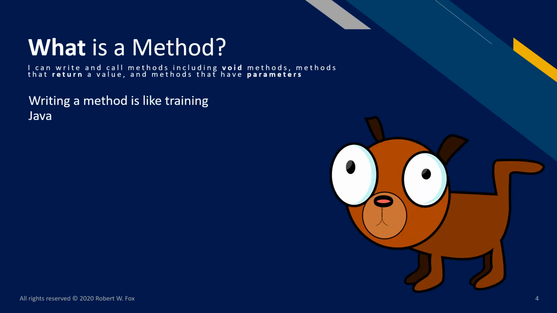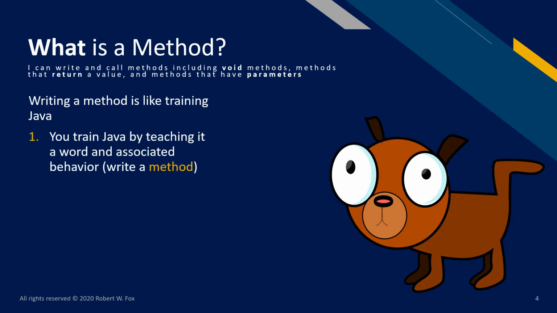Writing a method in computer science is very similar to training a dog. In fact, when we write methods in Java, we're training Java to do things that it didn't know how to do before. And so this is also a two-step process. The first thing we do is we teach Java to associate a word with a behavior, and that means write a method. In the example, the method is called speak, and what we're doing is we're training Java to understand that when we say the word speak, we want Java to print line the word woof.